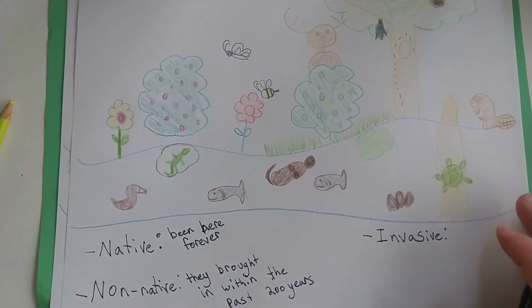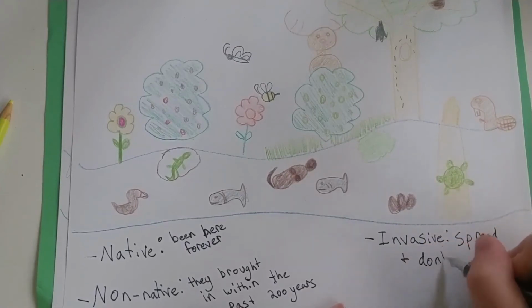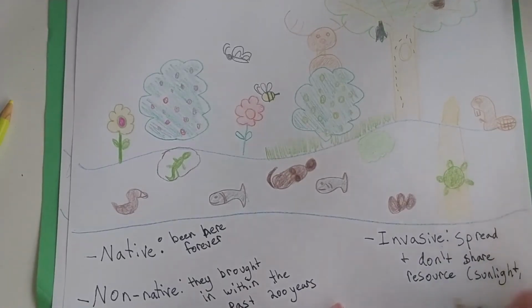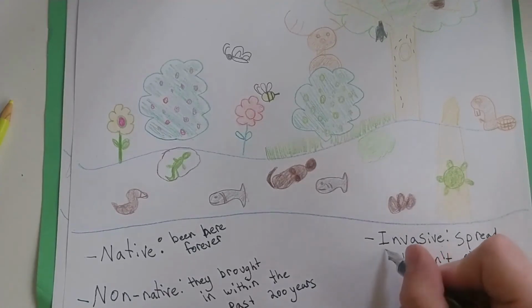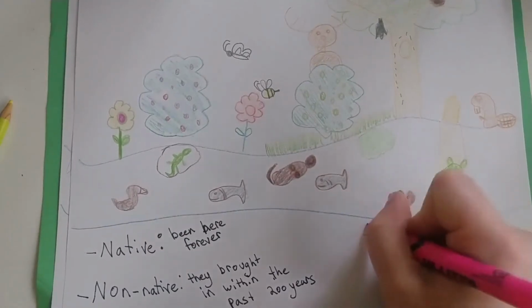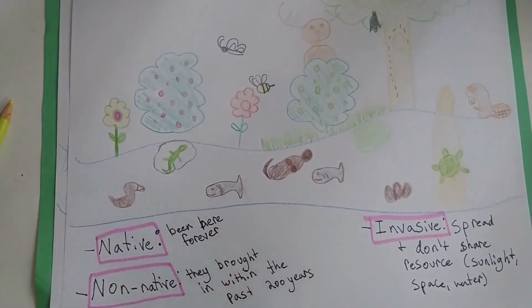And then invasive species are species that like to spread and don't share resources. And resources are sunlight, space, and water, to name a few. So if you can write down all of these vocabulary words, I'm going to highlight them for you, or I'll box them. Any of the words that I've been boxing are super important for you to write down. Awesome.